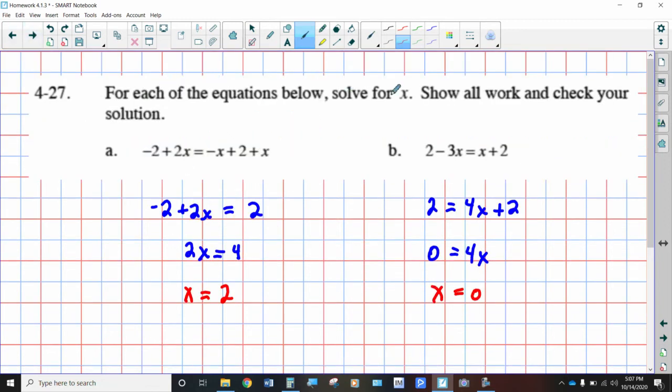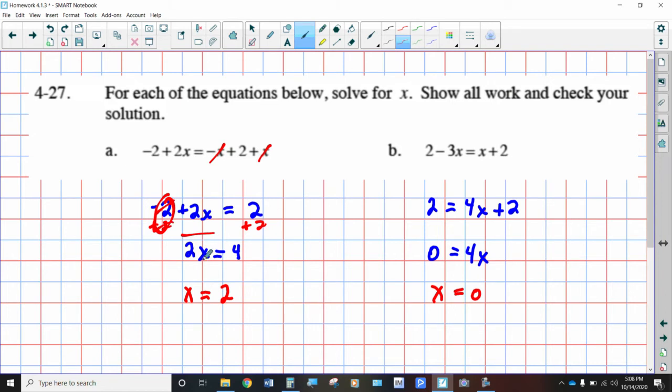For each of the equations below, solve for x. All right, so if we're going to solve for x, the first thing that we would have to do is combine like terms, right? And this x and that negative x are going to cancel each other out, so we end up with negative 2 plus 2x equals 2. And then when we want to get these two x's by themselves, we would have to add 2 to each side to zero these guys out.